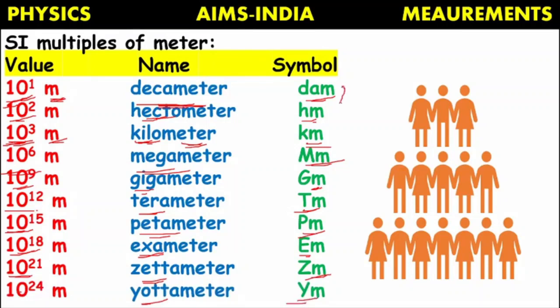Except the first three, all remaining multiples' symbols start with a capital letter. Megameter, gigameter, terameter, these symbols all start with a capital letter. So these are the most common multiples of meter. Almost 10 multiples are there. These 10 are the widely used multiples of meter. The remaining other multiples we can also obtain from these multiples.